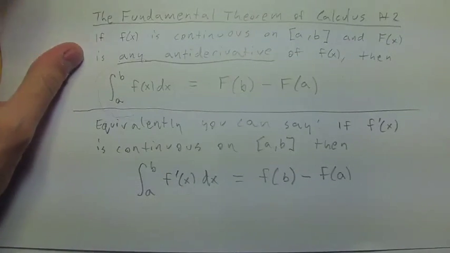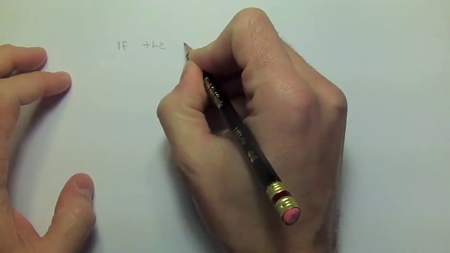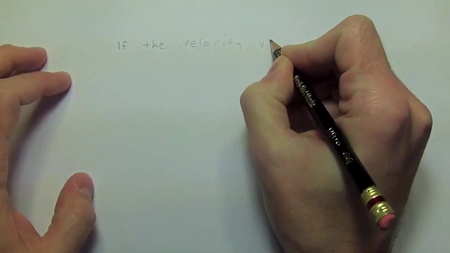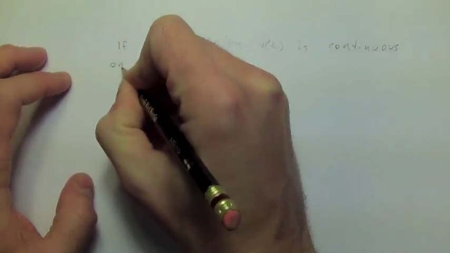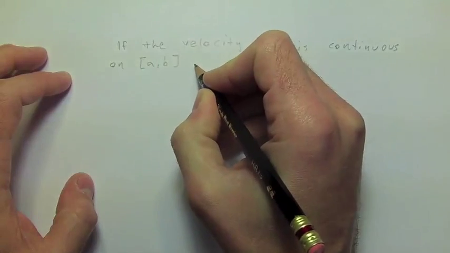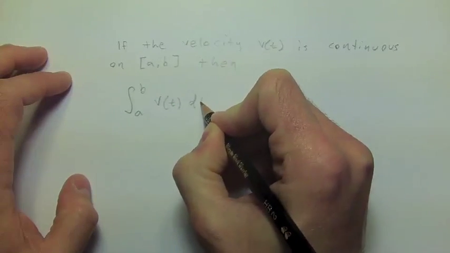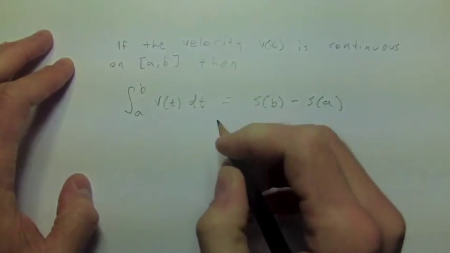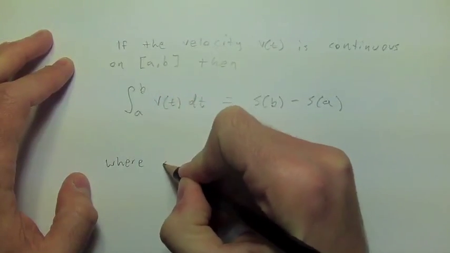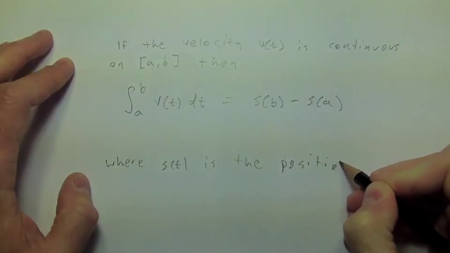We'll go into more detail with that when the time comes, but another thing we can say is that if the velocity v of t is continuous on a to b, then the integral from a to b of v of t dt is equal to s of b minus s of a, where s of t is the position.